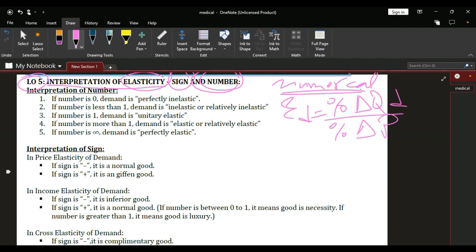After dividing the numerical values, you get a numeric answer in which the first part is your sign and the second is your value. For example, if your answer is positive 0.95, you will explain this positive sign separately and 0.95 as a separate interpretation. So, in this class, we come to know how to interpret them.